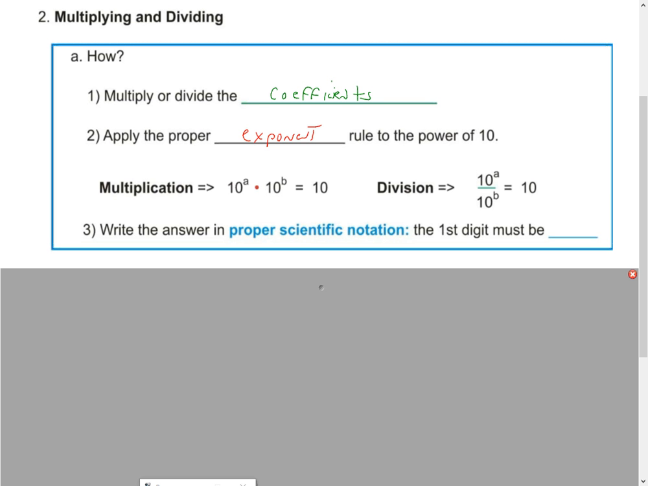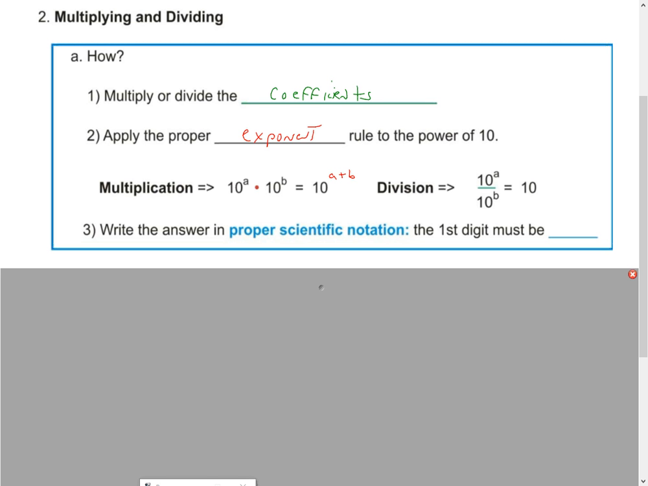Edward. 10 to the A plus B. Correct. The exponent is A plus B. We add the exponents. If you had 10 squared times 10 cubed, you would end up with 10 to the 2 plus 3, or 10 to the 5th.